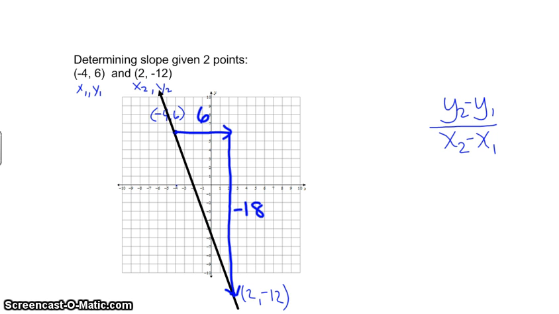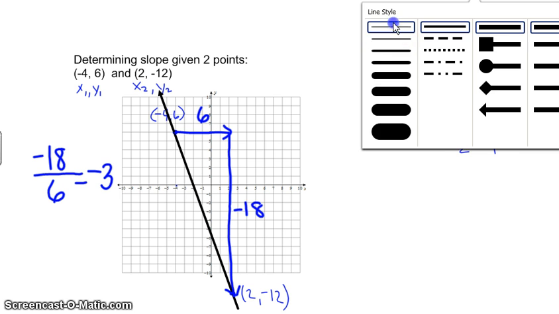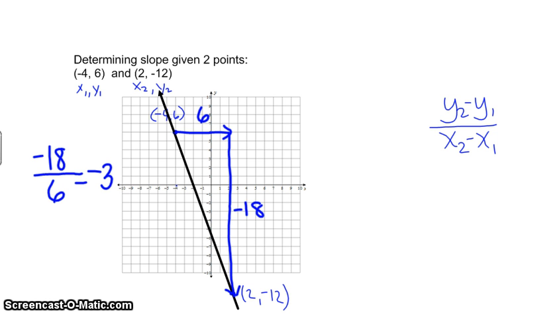So what is the rise over run of that? My change in y was negative 18. My change in x was 6. If I simplify this, I get negative 3. Well, let's try to work this out algebraically, as if I didn't even have a graph.